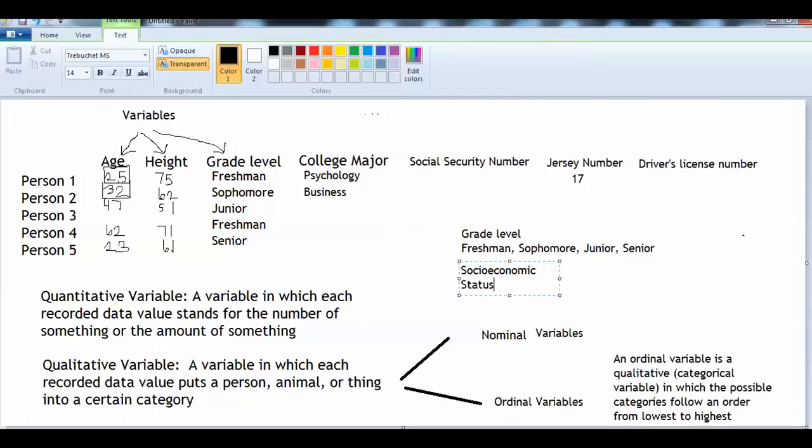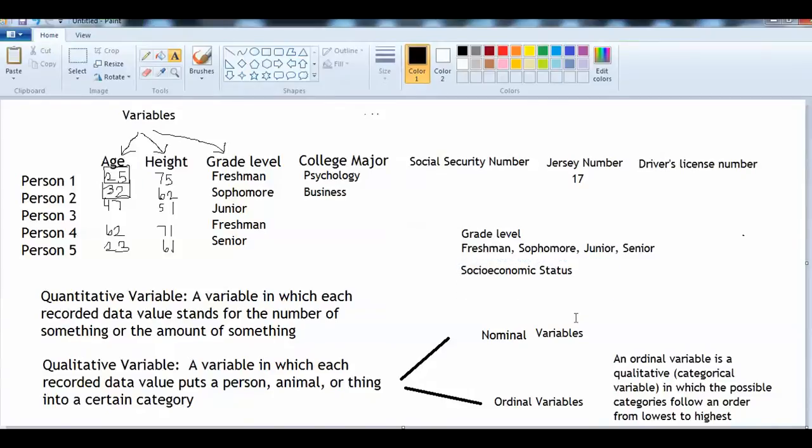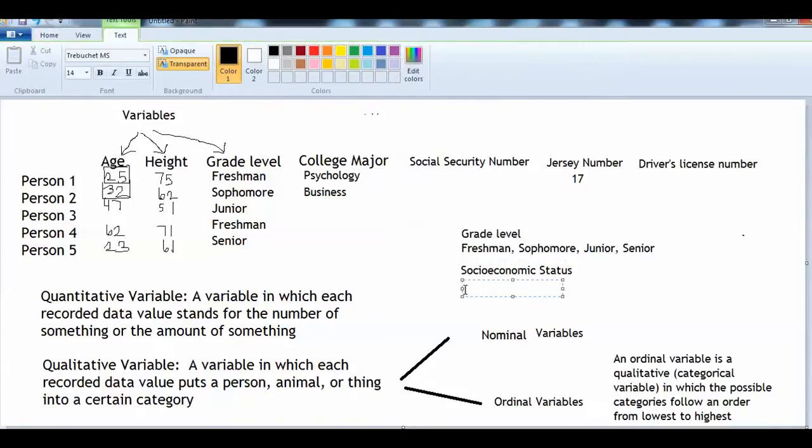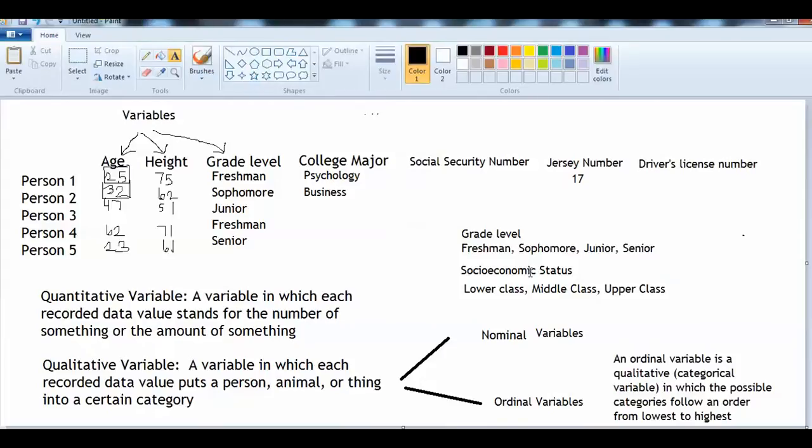What are the possible categories? The ones you usually hear about are lower, middle, and upper class. So socioeconomic status is an ordinal variable, just like how grade level is an ordinal variable.